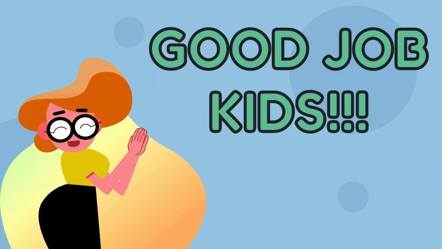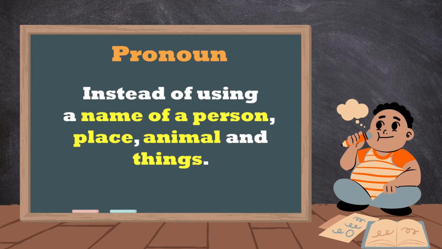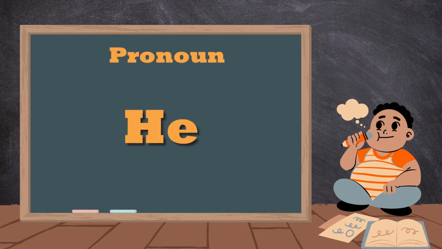You're doing good, kids. Just remember that pronouns are words that take the place of nouns. Instead of using a name of a person, place, animal, and things, we use pronouns like I, we, he, she, it, and they.